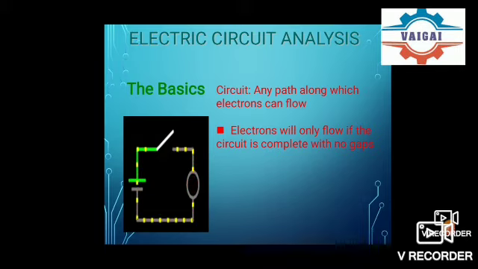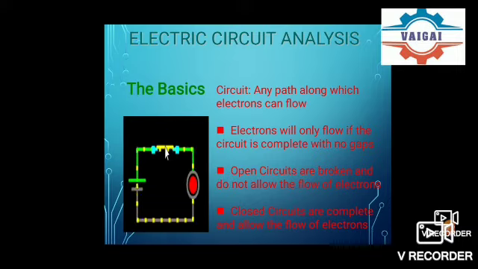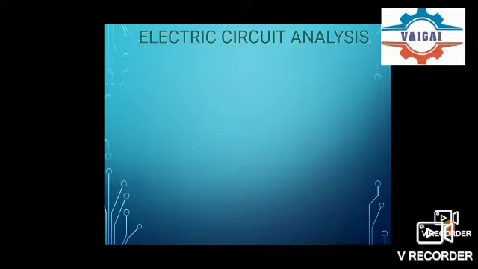See the circuit diagram. When the switch is open, there will be no current flow. When the switch is closed, there will be a current flow. So electrons will only flow if the circuit is complete with no gaps. Closed circuits are complete and allow the flow of current, but open circuits are broken and do not allow the flow of electrons.